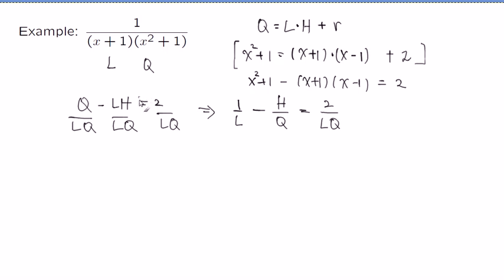If it gets more complicated than this, there's no easy answer. It's just that for low degree like this, there's a better method than comparing the coefficients. So what do we have here? 1 divided by L, which is x plus 1, minus, what is H? x minus 1, over the quadratic, equals 2 divided by LQ. L is x plus 1, Q is x squared plus 1. Does that make sense? But that's not supposed to be 2. It's supposed to be what? 1, right? So how can you make that 1? Divide everything by 2, right?